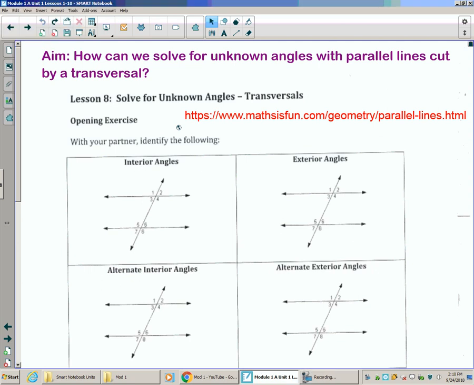Hello, this is the video for lesson number 8, solving for unknown angles with transversals. Now, before we get started with the pictures we see down here, just a couple quick little review facts we want to bring up here.